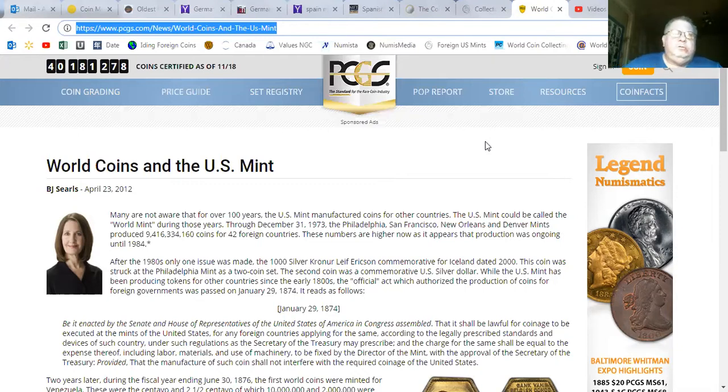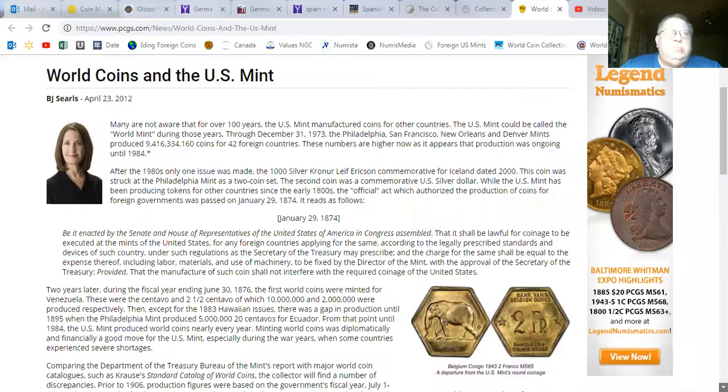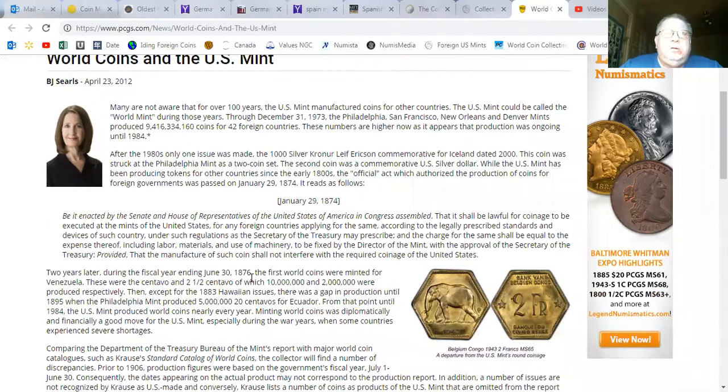Now, overall, as you can see, we were up to 1973. We were doing 42 foreign countries, but we've been doing countries for a long time. The first world coins that were made in the mint was 1876, and it was for Venezuela.